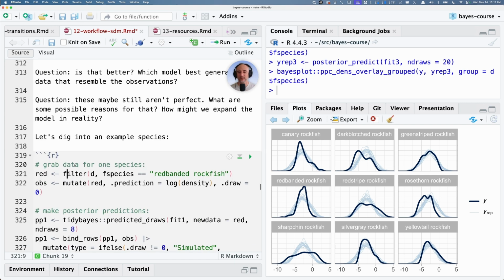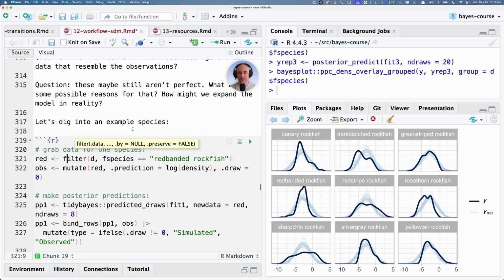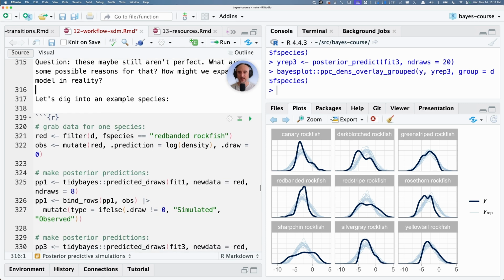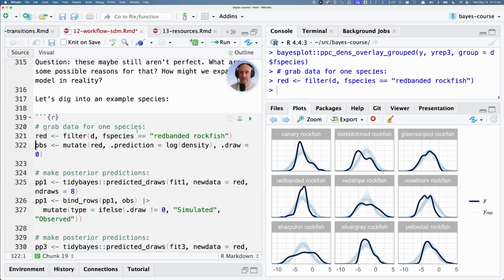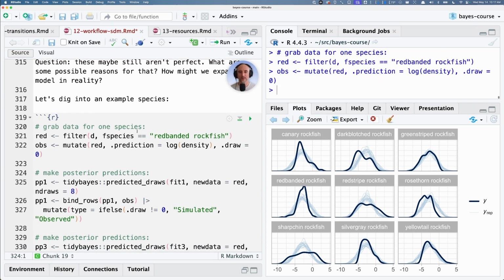So let's dig into one species to better understand what's going on there. I'm going to look at red banded, so I'm just going to filter my data for red banded. I'm going to do what I did before, where I create a new data frame that's going to match my posterior predictive simulations so I can bind them together.